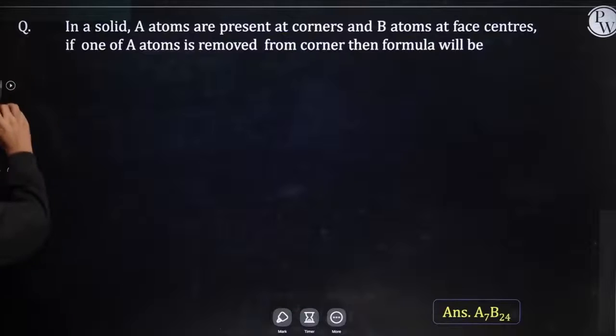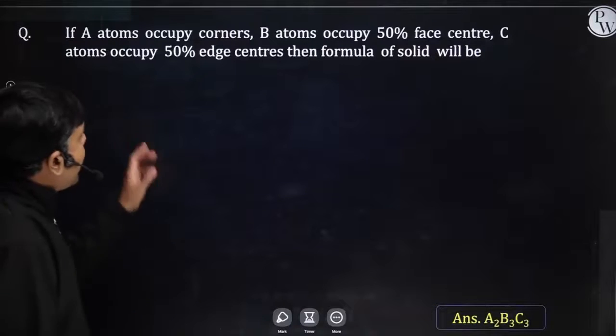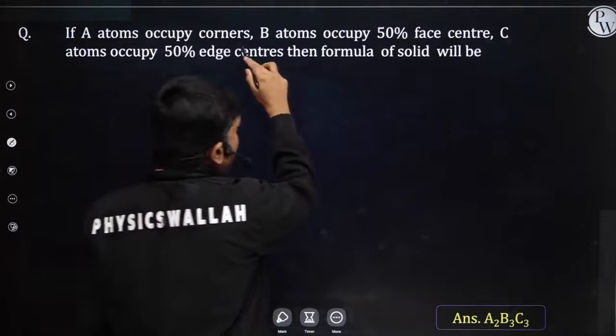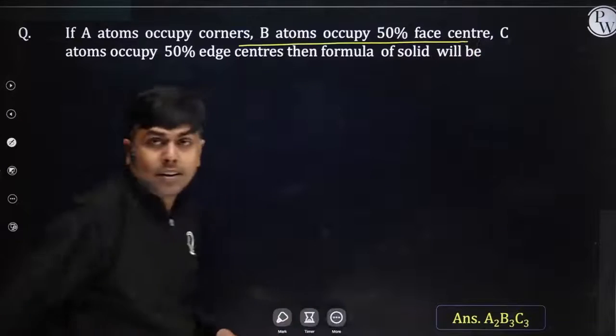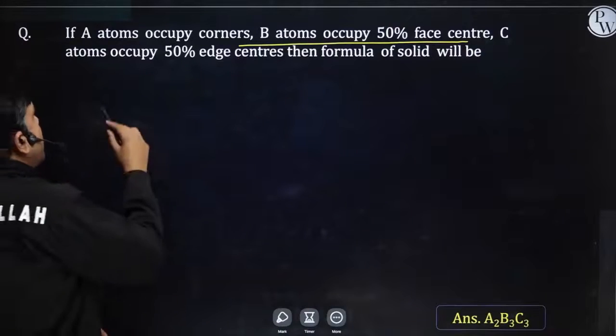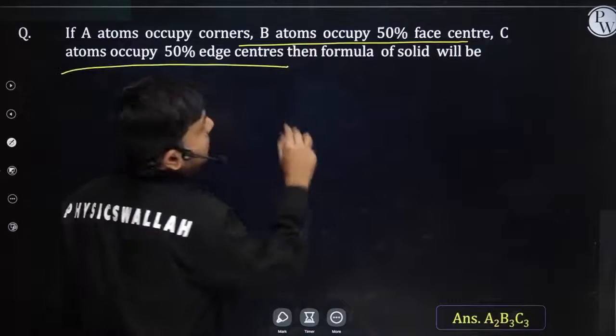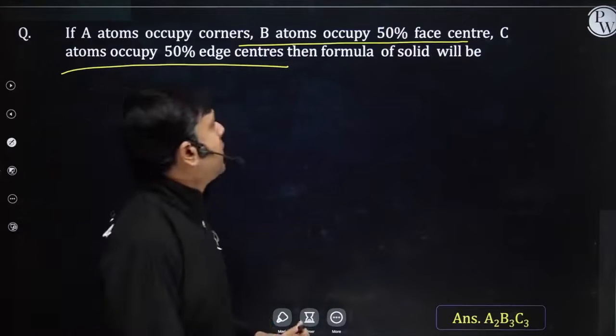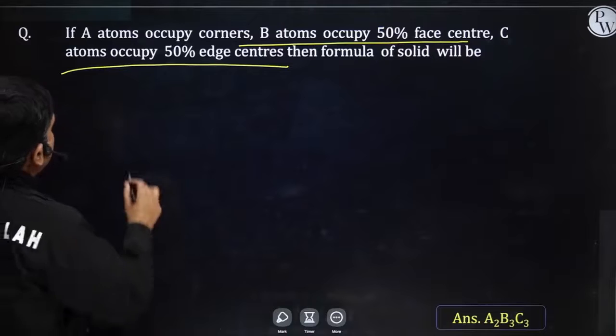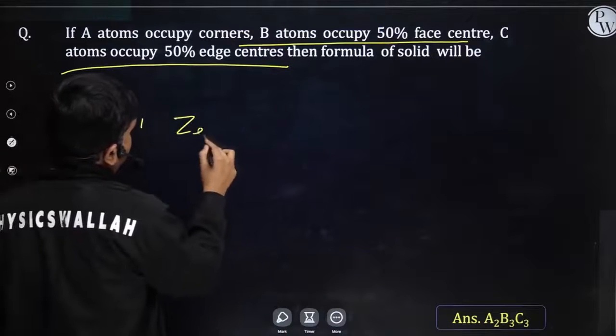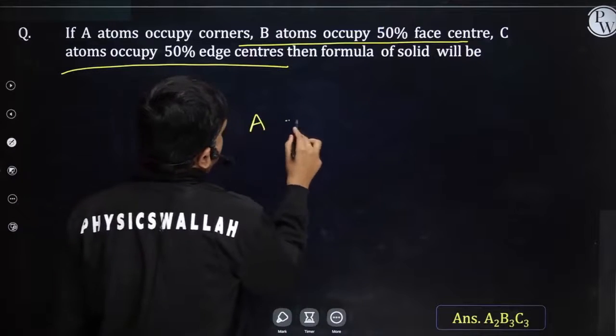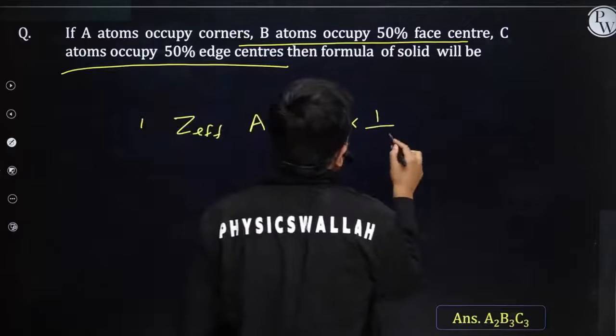Oh, this one we have already done it. If A atoms occupy corners, B atoms occupy 50% face center, and C atoms occupy 50% edge center, then the formula of the solid will be... A atoms occupy corners. So what's Z effective for A? Z effective for A, 8 into 1 by 8.